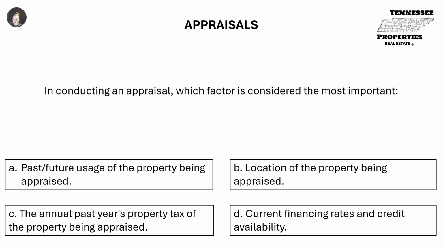In conducting appraisal, which factor is considered the most important? A. Past future usage of the property being appraised. B. Location of the property being appraised. C. The annual past year's property tax of the property being appraised. Or D. Current financing rates and credit availability. B. Location of the property being appraised.